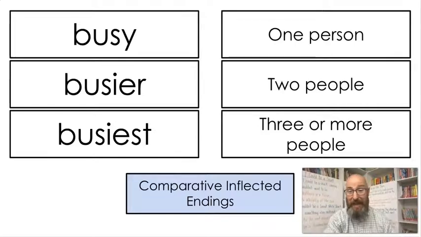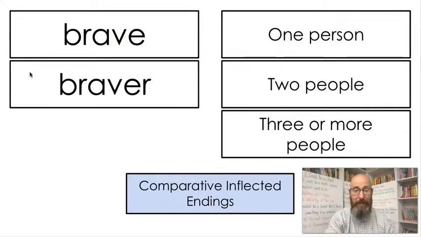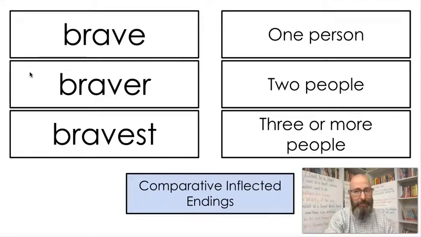And our last one for the day is brave. You want to be brave and take chances of doing some good things. If it's two people, now remember, if it ends in E, we drop the E, and then we add ER. I know it seems kind of silly to put it back, but that's the rule. So we're going to drop the E and add ER. Brave becomes braver. And when that's three or more people, brave becomes bravest.